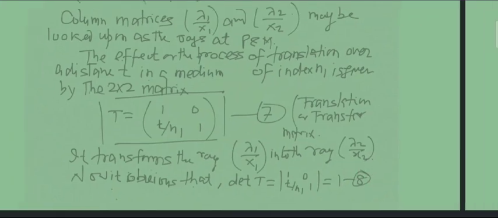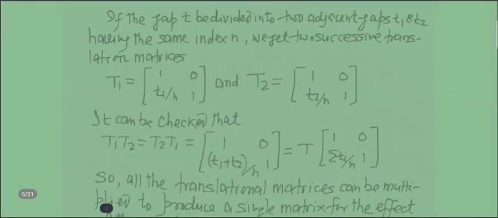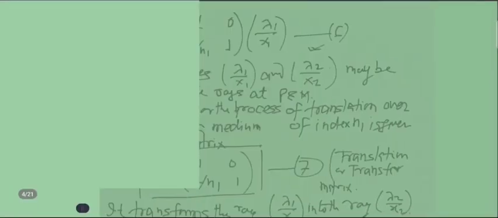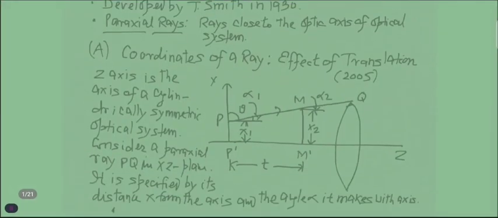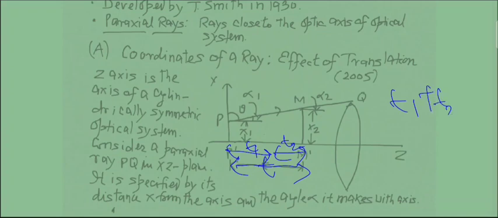Now, if the gap T is divided into two adjacent gaps T1 and T2. Now suppose I divide this gap T. Suppose this is your gap T from here till here. But suppose I divide this into two gaps T1 and T2. I divide it like this, where T1 plus T2 is equal to capital T, that is, small t without subscript is equal to T1 plus T2.